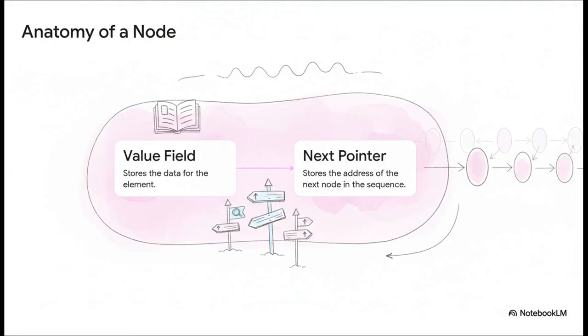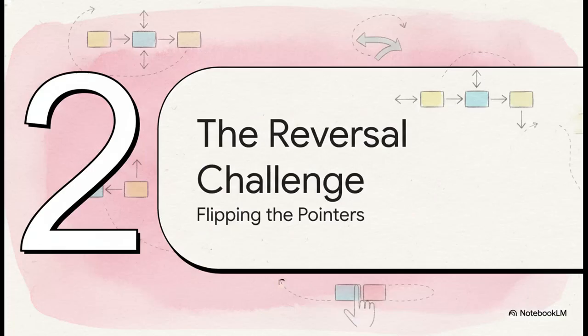All right, let's zoom in on the fundamental building block of our entire structure, the node. Each one is super simple. It has just two jobs. One, hold a piece of data, that's the value, and two, hold a pointer to the next node. And this is the absolute key takeaway here. It only knows what's next. It has zero clue what came before it. Okay, so we've got a handle on this one-way street problem. Now let's get into the real challenge of reversing it.